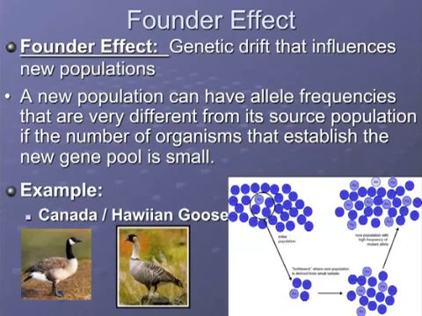An example of this is the Canada geese and the Hawaiian geese. On the left picture, that's the Canadian geese, and then on the right you have the Hawaiian geese, and you'll notice all their differences. They came from the same population, but a small group from Canada flew to Hawaii and started their own population, and they just ended up being very different from the original population.